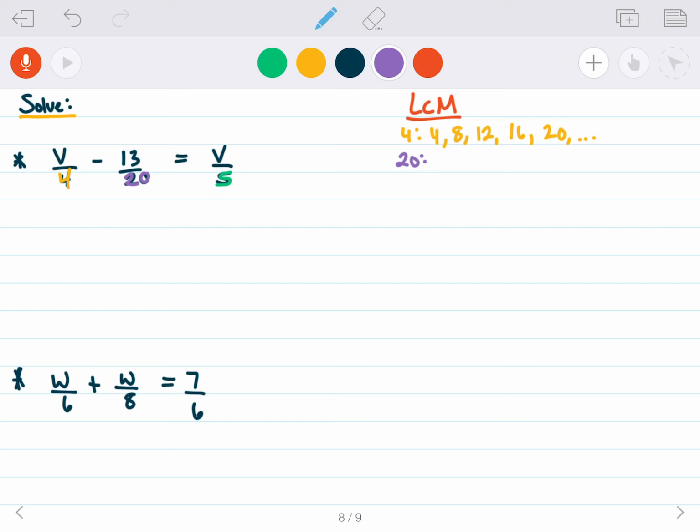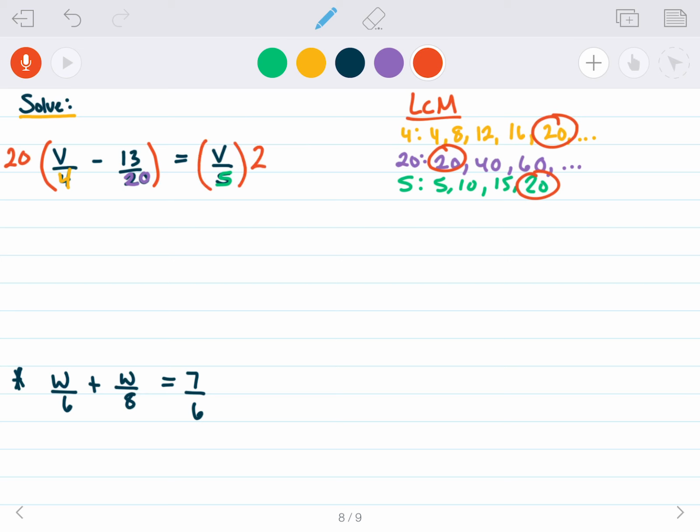For 20, we have 20, 40, 60, etc. We're just doing 20 times 1, 20 times 2, 20 times 3. Those are multiples of 20. For 5, we have 5, 10, 15, 20, and then we stop because we notice that 20 is the smallest number in all 3 of these lists. So my least common multiple is 20. That's what I'm going to multiply both sides of this equation by to get rid of the fractions simultaneously. Okay.